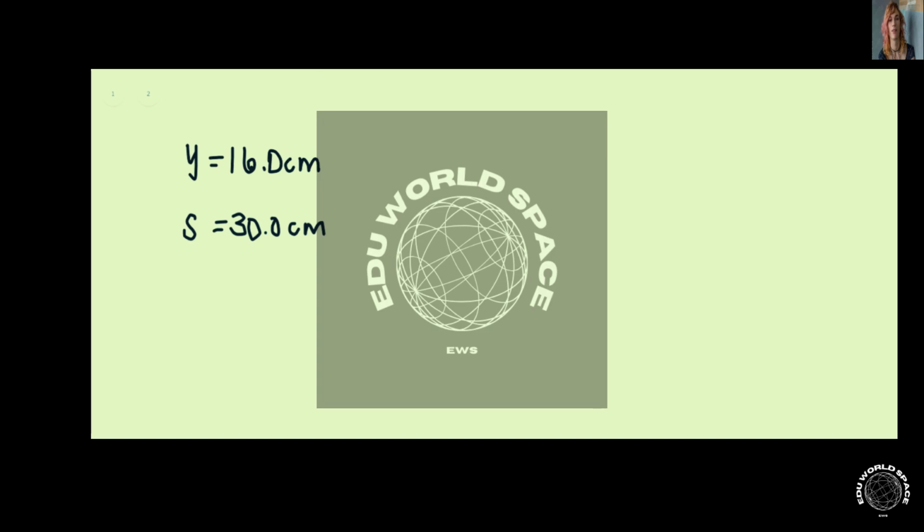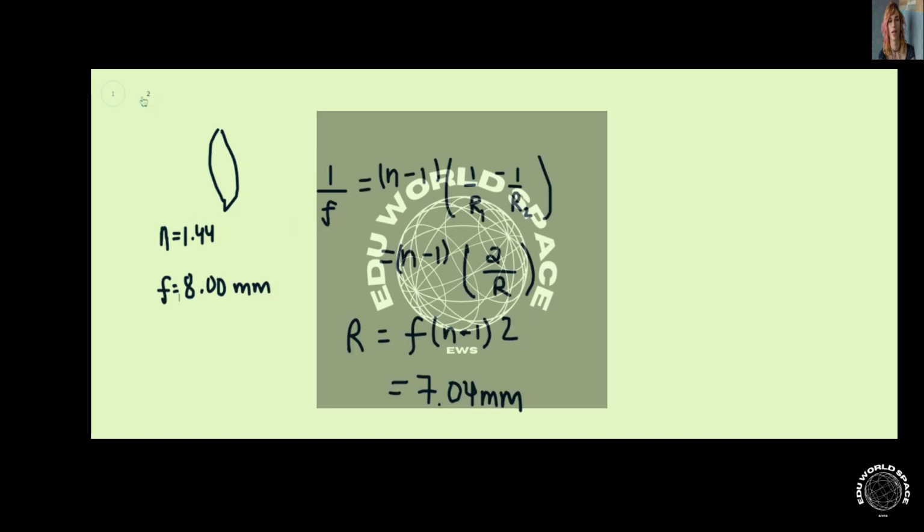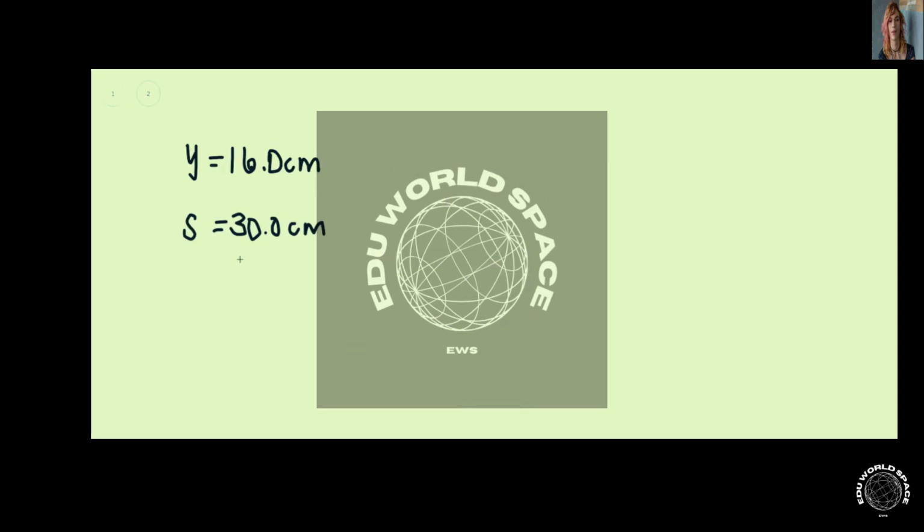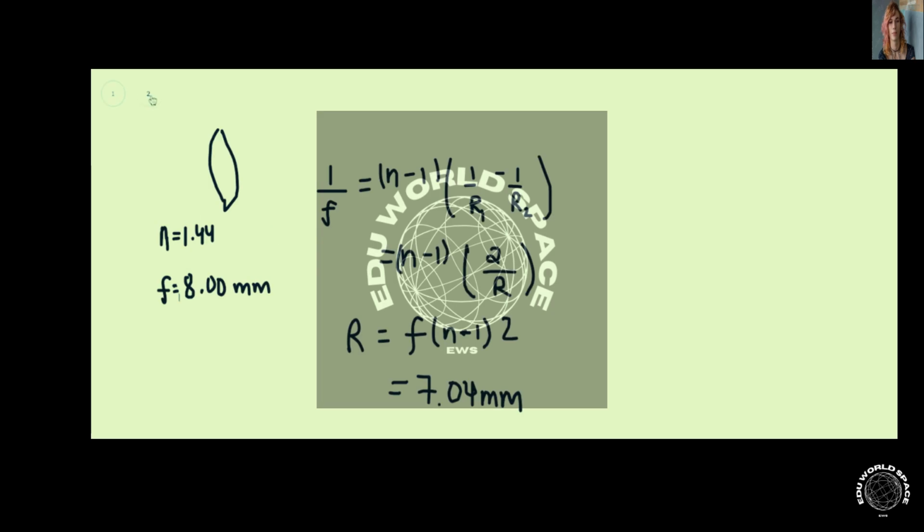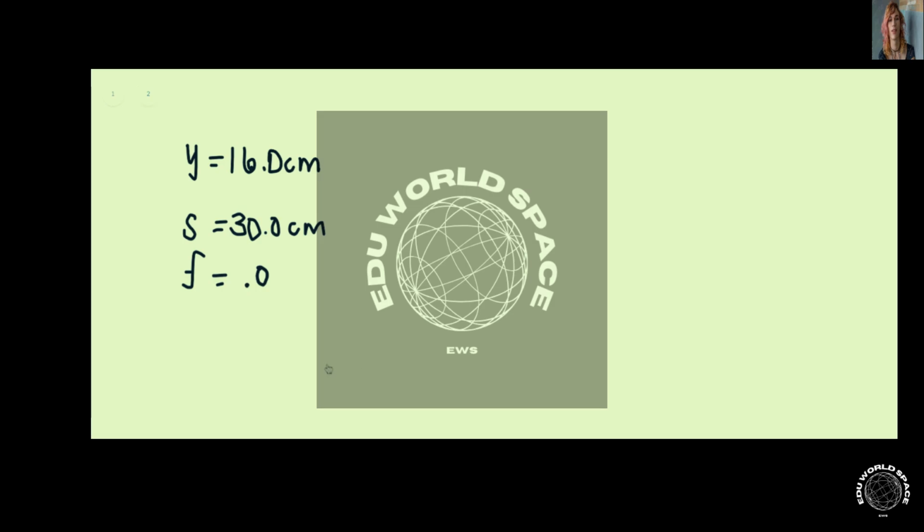F is equal to 8 millimeters, so I'll go ahead and transpose that here. F is equal to 8 millimeters, so that's 0.8 centimeters. Okay, great. Now I can use the thin lens equation to get s prime, the position of the image. We know 1 over s plus 1 over s prime is equal to 1 over f.